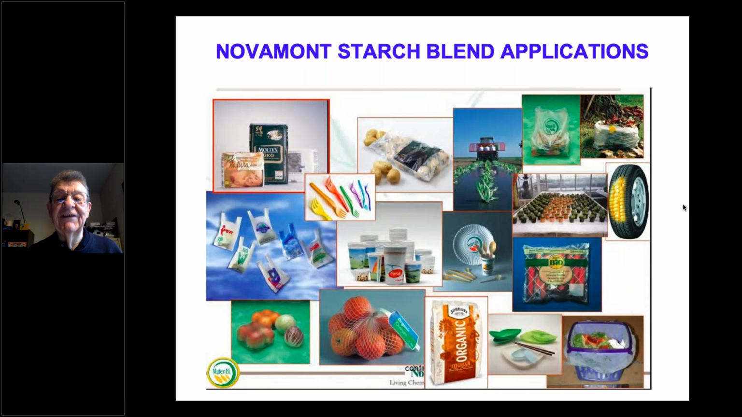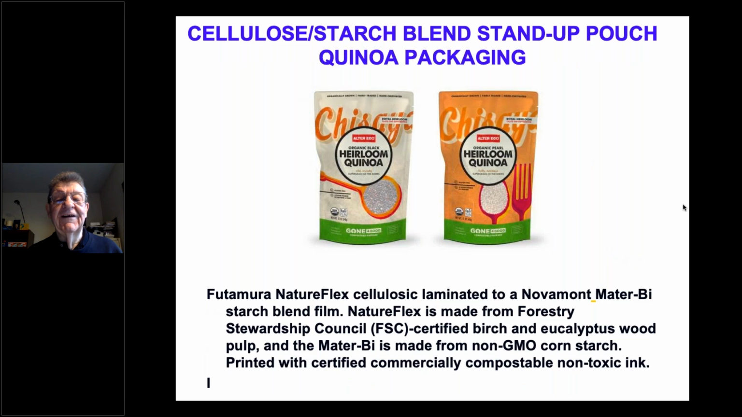Here are some starch blend applications. You can see food service as well as flexible packaging and net packaging. And finally, a final example, a stand-up pouch for quinoa. This one is a combination of Futamura NatureFlex cellulose as a very good barrier, and Novamont Mater-Bi starch blend.